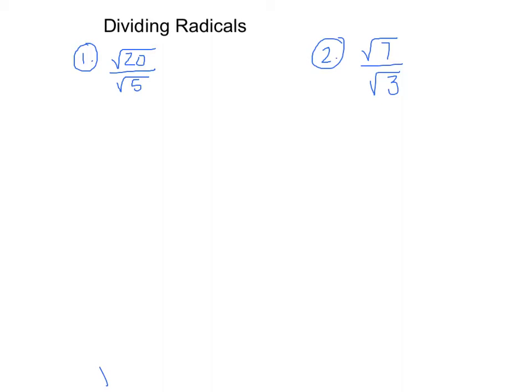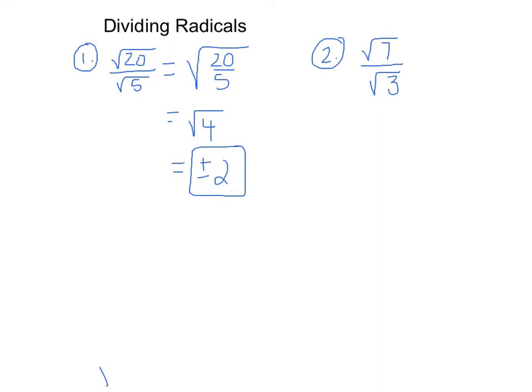What you can do is, anytime you are dividing two radicals, you can combine them under one radical. So that would be the square root of 20 divided by 5. You can go ahead and divide 20 divided by 5, which gives you 4, so that's the square root of 4, and then the square root of 4 is plus or minus 2, and that is your answer.